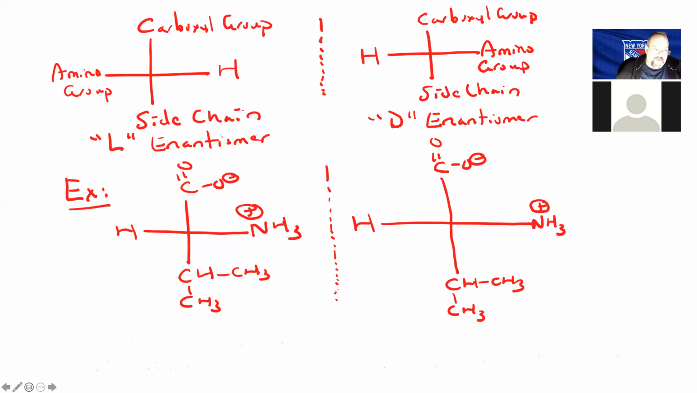And of course, it would be nice if I actually switched them. That doesn't work well. There we go. That's better. Now going back to the first version, because the NH3 group is to the right of the chiral carbon or the central carbon, this amino acid would be the D enantiomer.